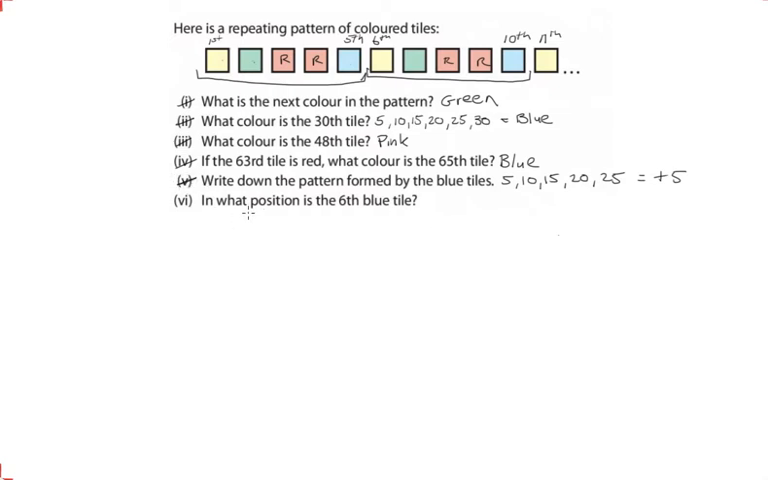Now, in what position is the 6th blue tile? Okay, so this would be the first blue tile, this would be the second, this would be the third, the fourth, the fifth. So the next one would be the sixth. So the sixth would be the 30th tile. Equally, you could multiply 6 by 5 and that gives you 30. So the sixth blue tile is the 30th tile.